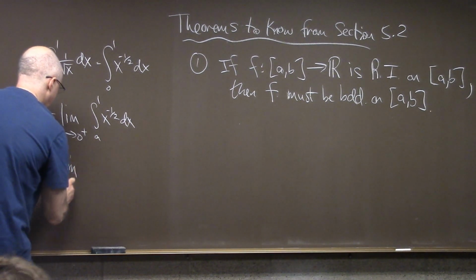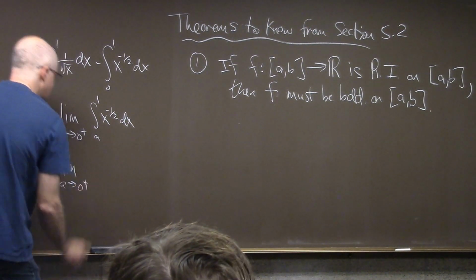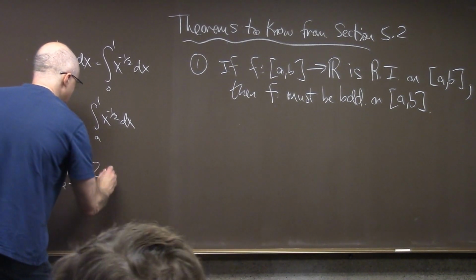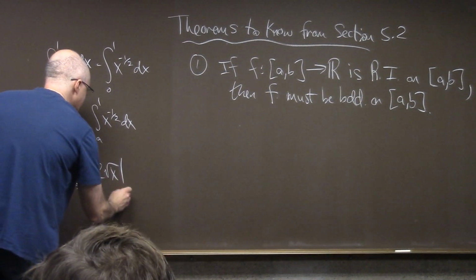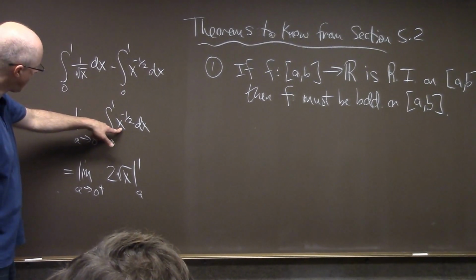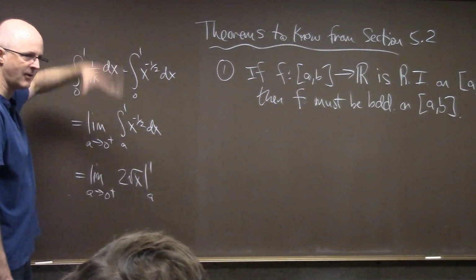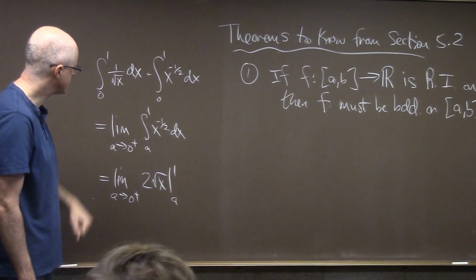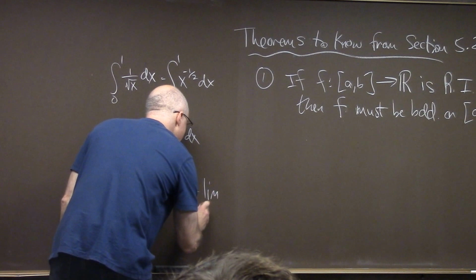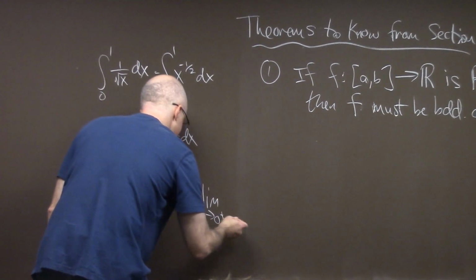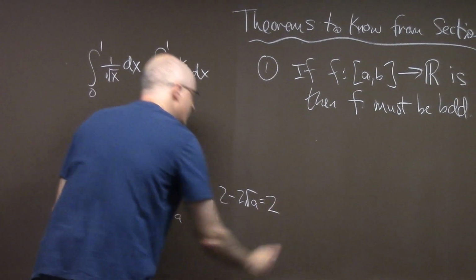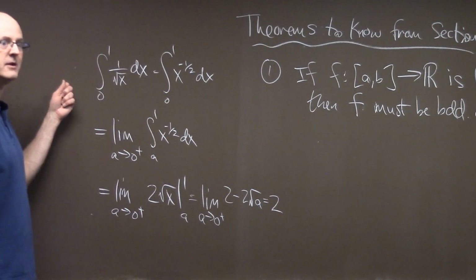Go ahead and calculate it here. If we let the lower limit approach 0 from the right, the antiderivative of x to the negative 1/2 is going to be x to the positive 1/2 over 1/2, or 2 square root of x. This limit definitely exists. It equals 2. The improper integral converges.